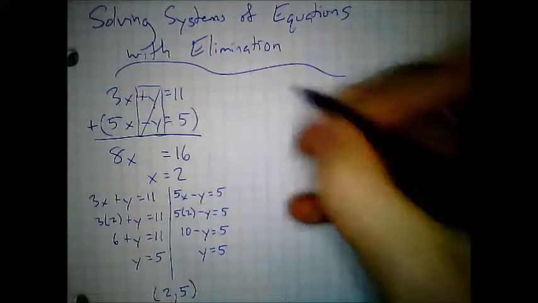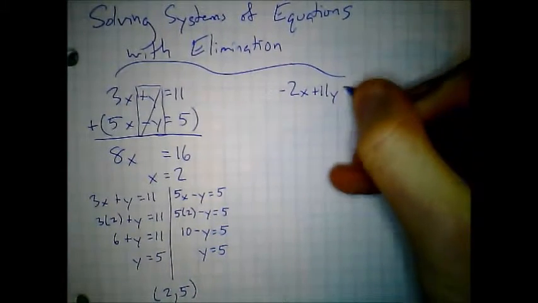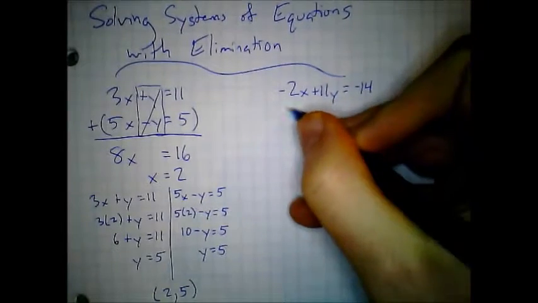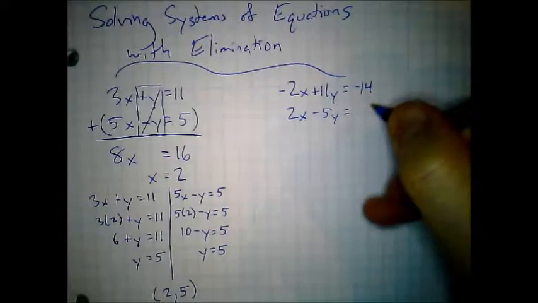All right, let's look at another example. Negative 2x plus 11y equals negative 14, and 2x minus 5y equals negative 10.